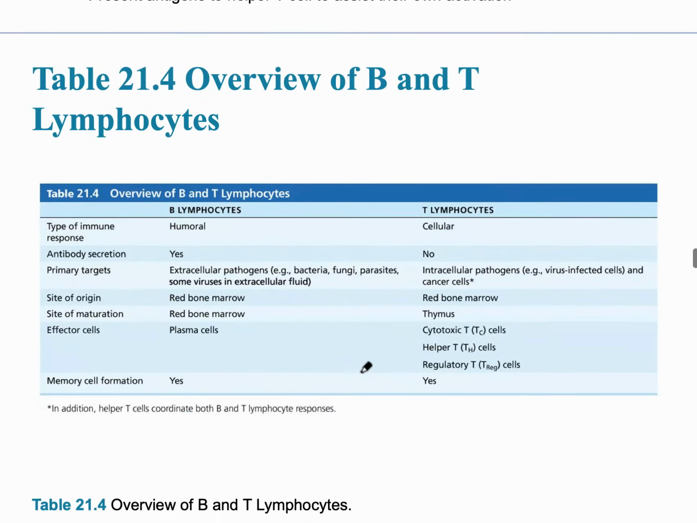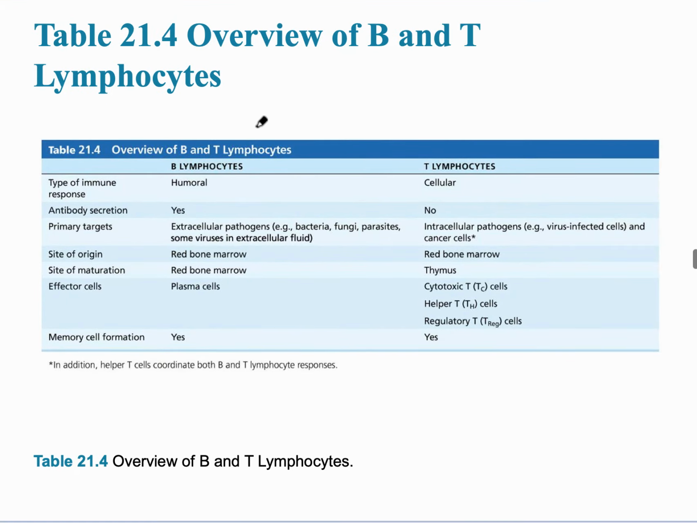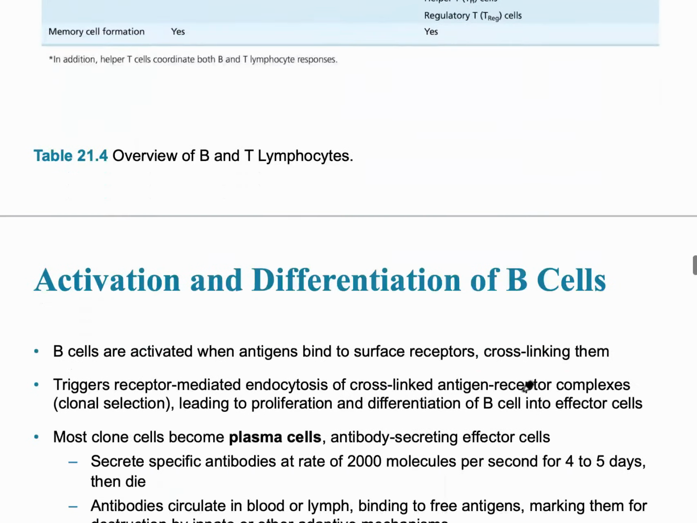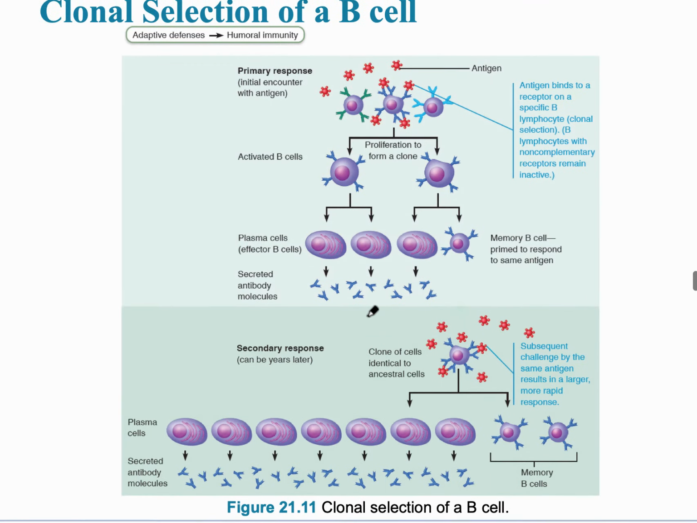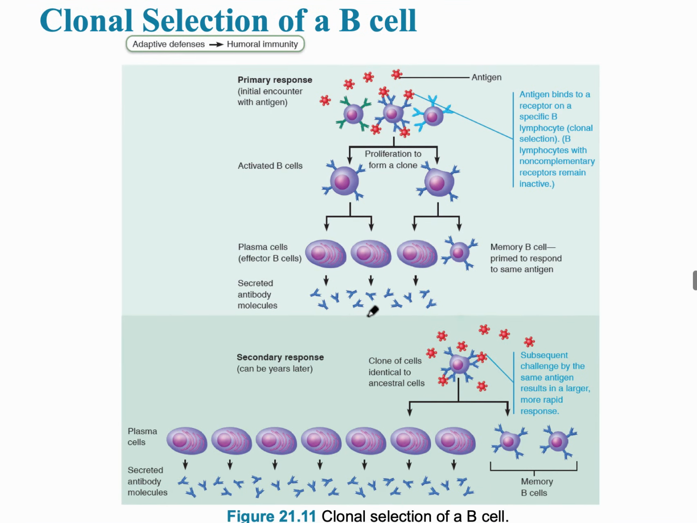Our next slide is just summarizing what we've already talked about, the differences between the B lymphocytes and the T lymphocytes. This slide is showing the activation and the differentiation of the B cells specifically. The main thing that happens here is that plasma cells, which are B cells specifically, are going to release the antibodies that act against a foreign substance. So this is the clonal selection of a B cell that we've seen.